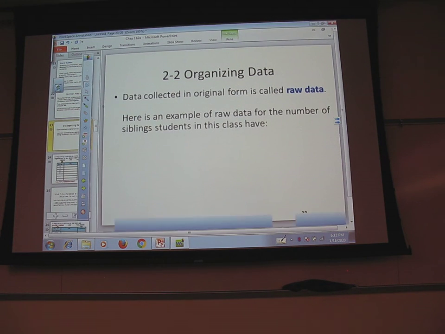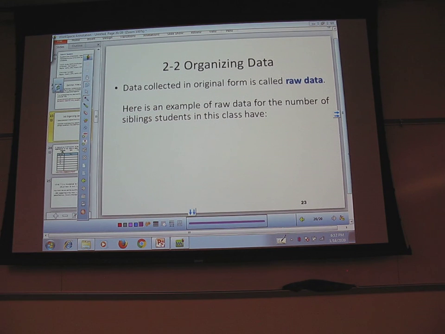Real quick, we're going to do one more thing. Data collected in original form is called raw data. Here's an example of raw data for the number of siblings people have.